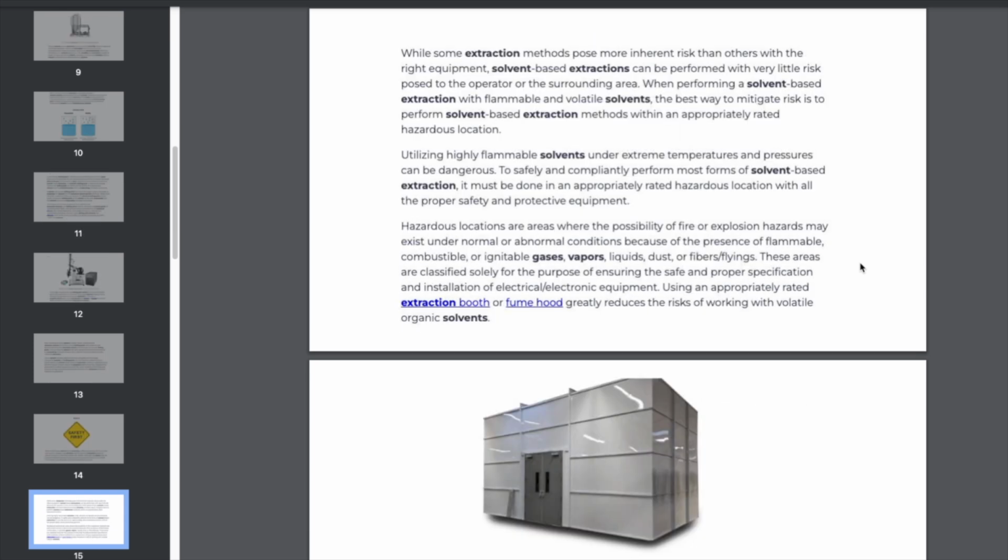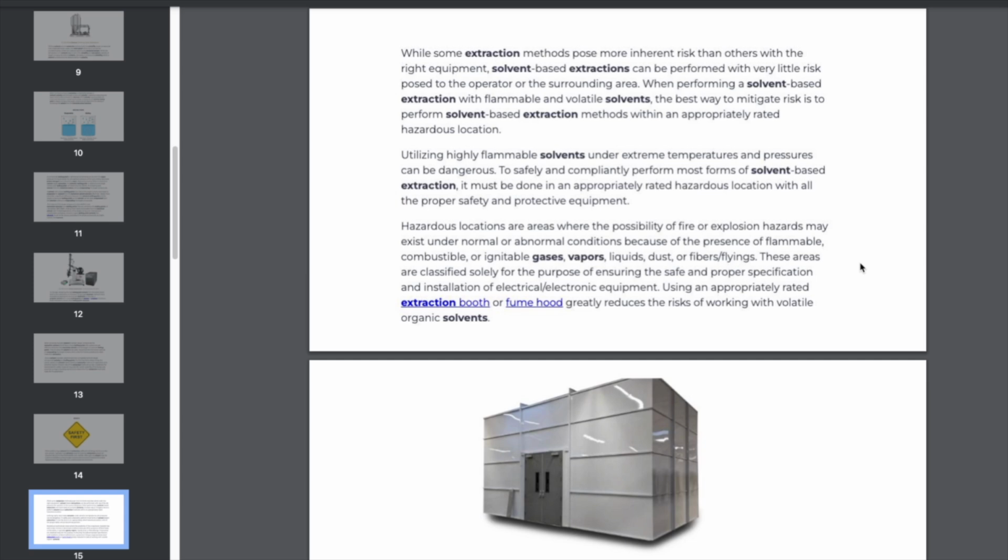While some extraction methods pose more inherent risks than others, with the right equipment, solvent-based extractions can be performed with very little risk posed to the operator or the surrounding area. When performing a solvent-based extraction with flammable and volatile solvents, the best way to mitigate risk is to perform the extraction in an appropriately rated hazardous location. And if you haven't watched the safety video and you skipped ahead to this one, go back and watch that one first, because that is covered in depth in a previous course.